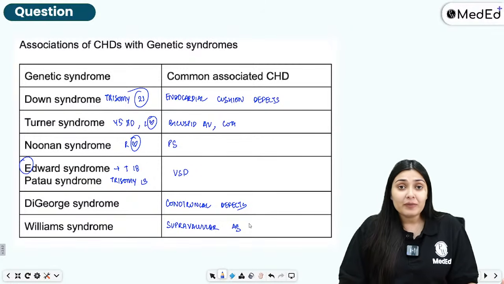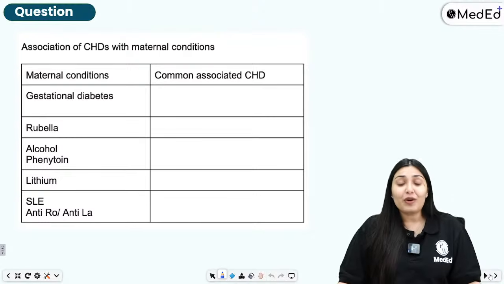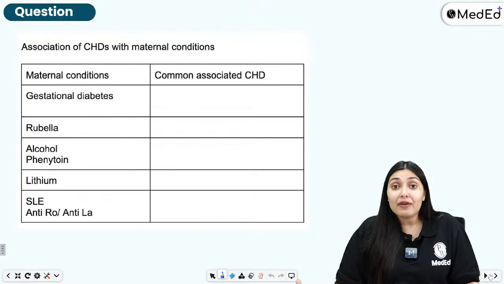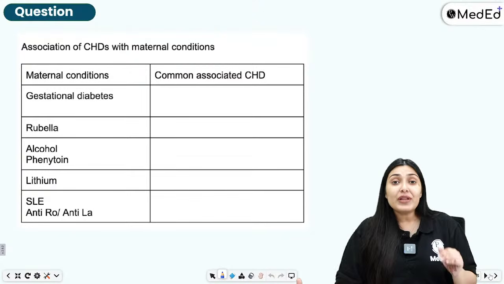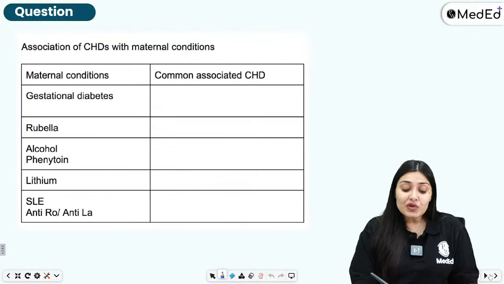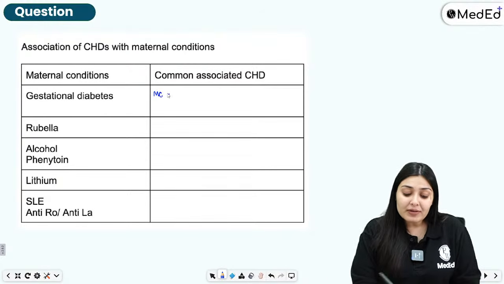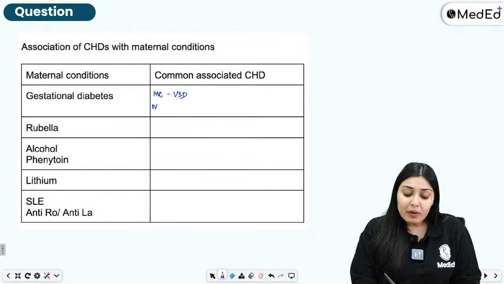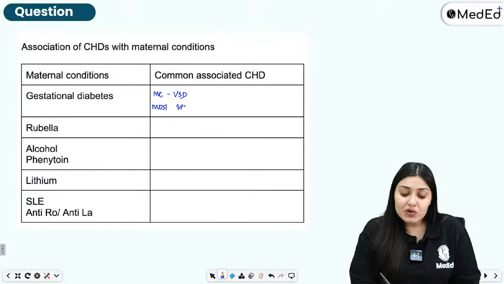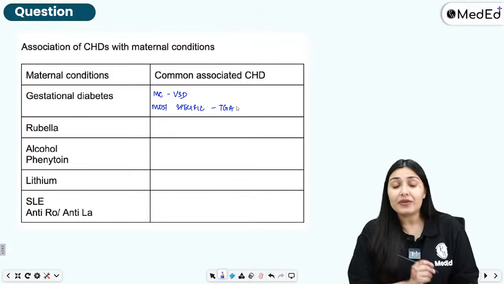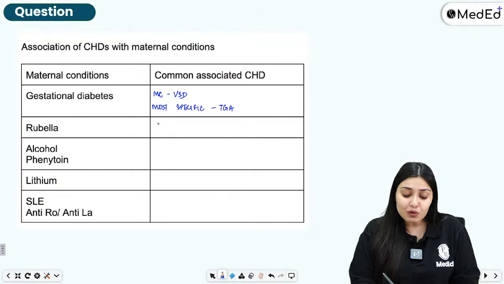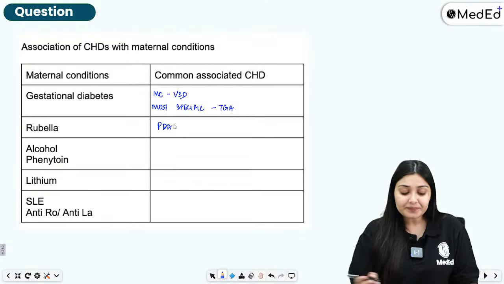Very important table. With that comes another important table. Certain maternal conditions also predispose a child to have congenital heart disease. One of them is gestational diabetes. So in gestational diabetes, the most common congenital heart disease that you see is nothing but VSD. But remember, the most specific association is of TGA, that is transposition of great arteries. Then we have rubella. Here we see congenital rubella syndrome, PDA.